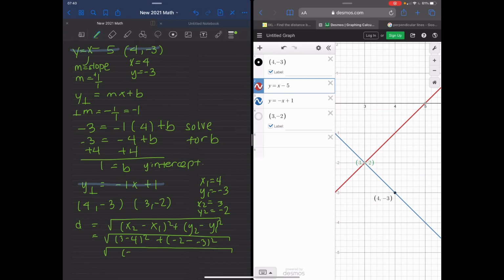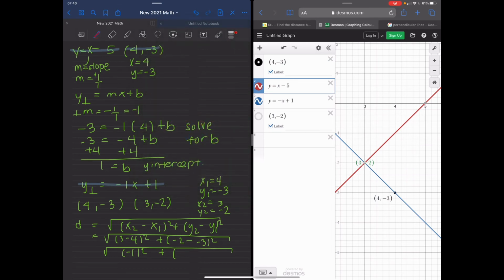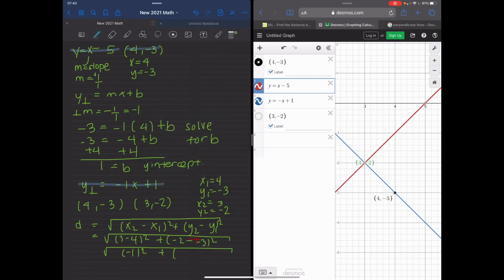So I get -1 squared plus, remember that this becomes a positive. Two negatives next to each other becomes a positive. So I end up getting a 1 there as well. So it becomes 1 squared.